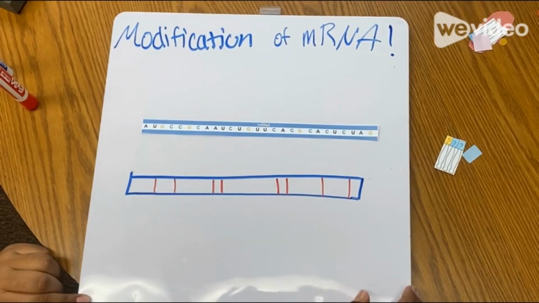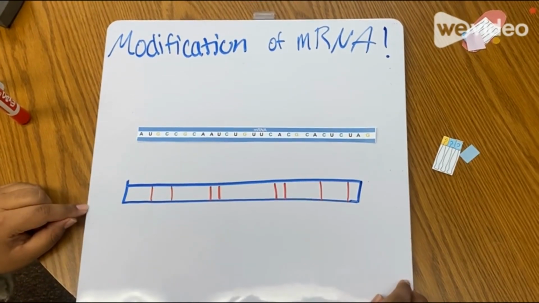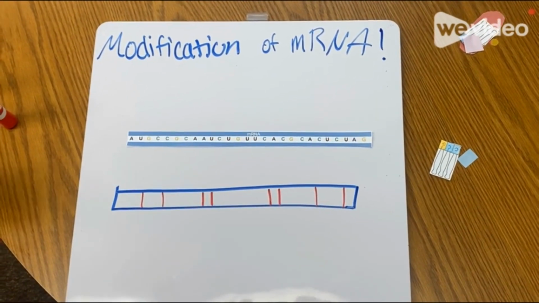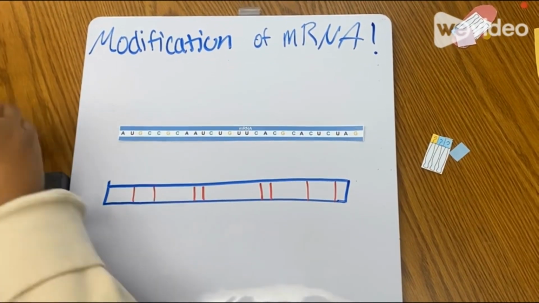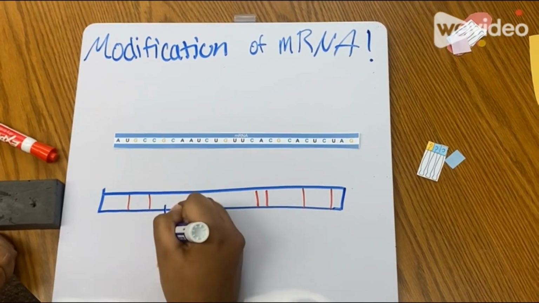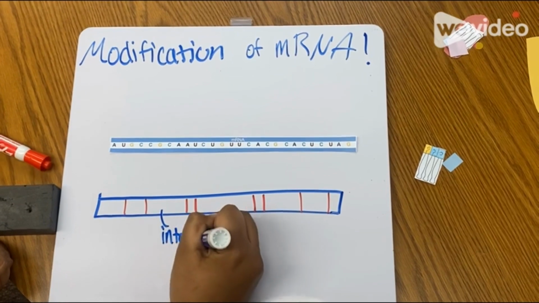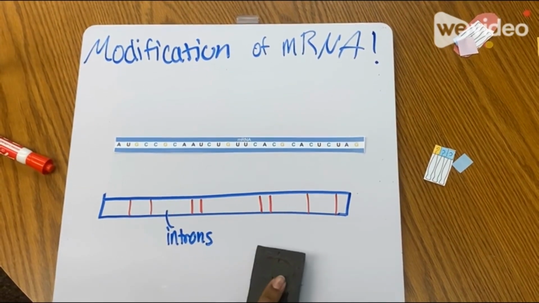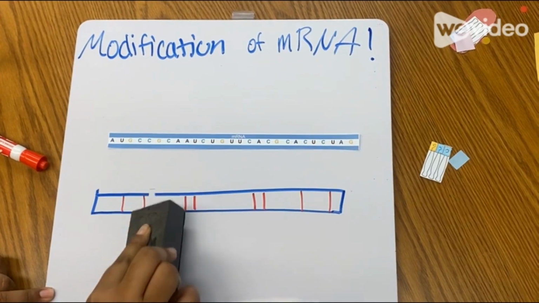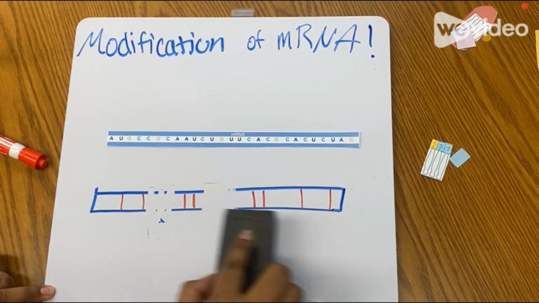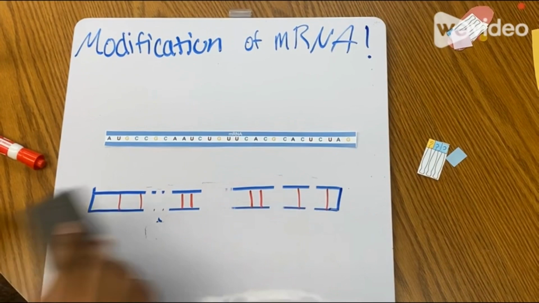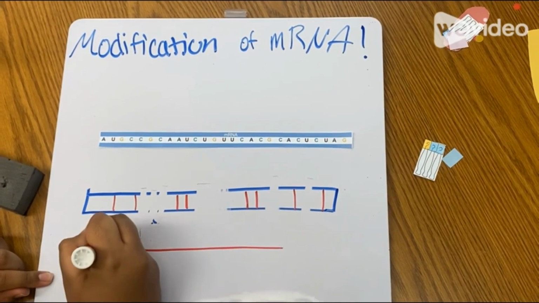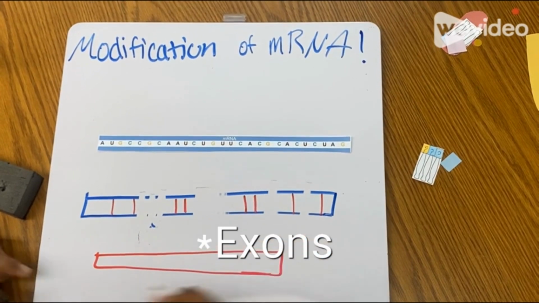So after the transcription of mRNA, it might need to go through further modification. A spliceosome might come in and remove the introns that are found in between, which are non-coding, and it'll be leaving the exons. So here's our spliceosome, and then we're just left with an mRNA that only has exons.